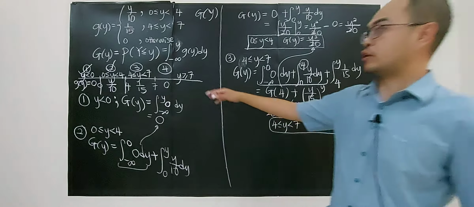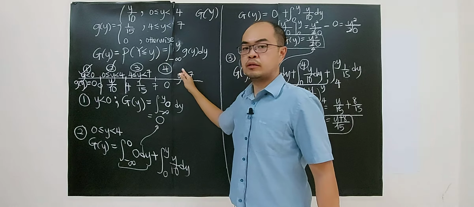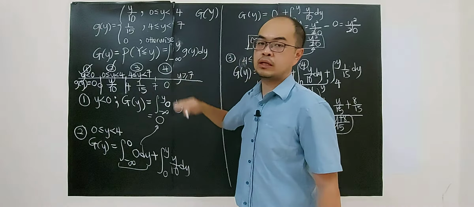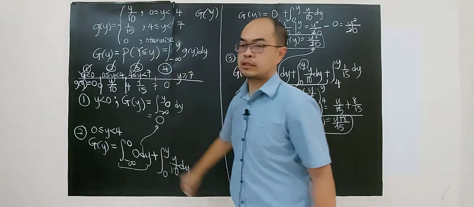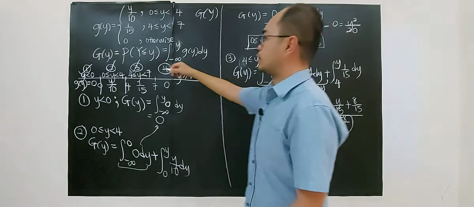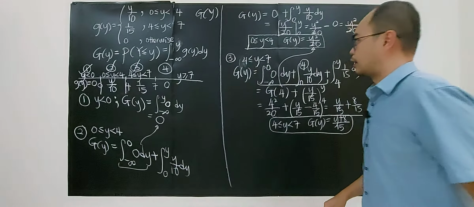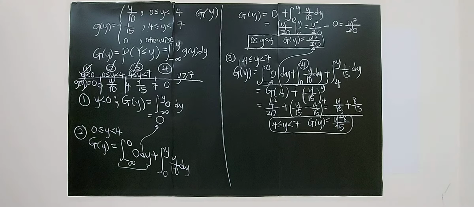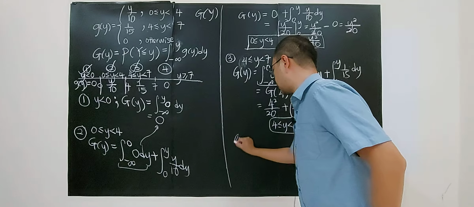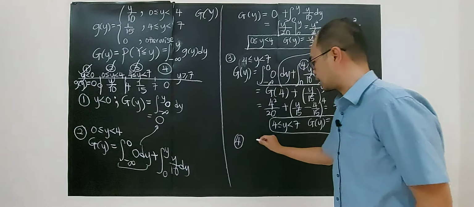So then we have the fourth interval. Now we go for the fourth interval. We put a tick here to tell that we have done the third interval. So now how to find the cumulative function for the fourth interval? Again, we start all over again. Okay, you see the pattern here. I hope you can get it.